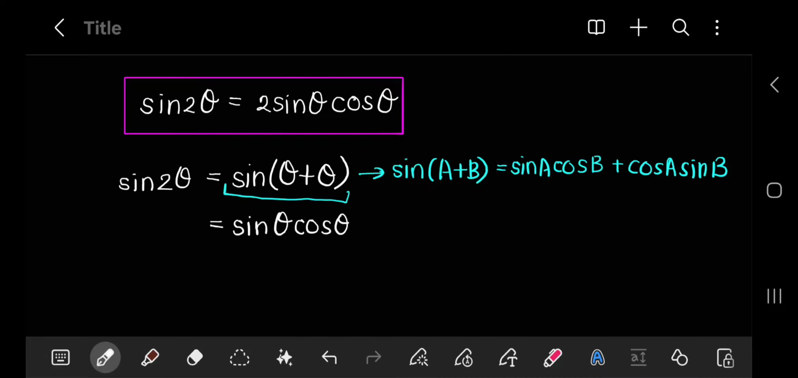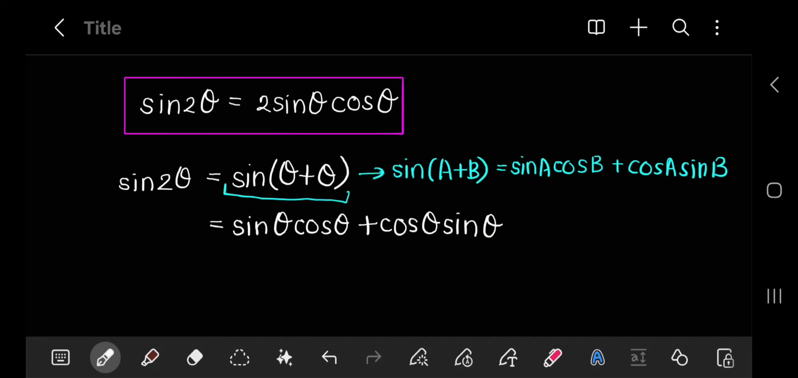Cos of the second angle, and our second angle here is theta as well. So it's cos theta. Then we've got a plus in the bracket, so we're going to keep the plus in between. Then it is cos of the first angle. So cos theta times sine of the second angle, so times sine theta.